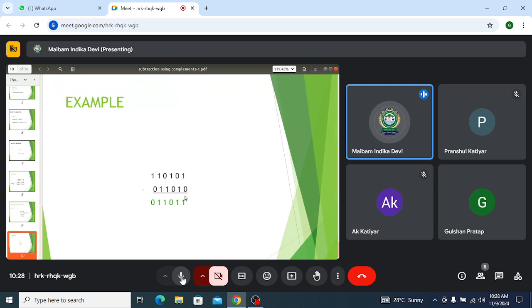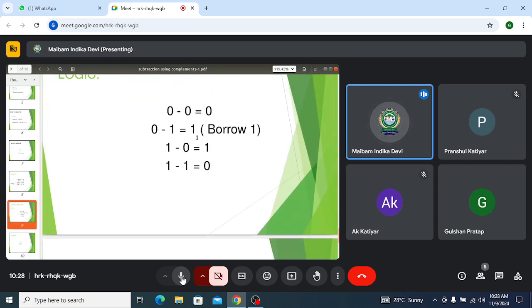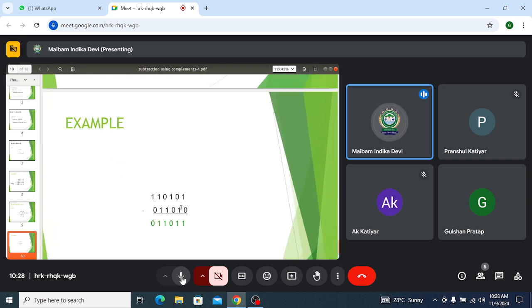Now 1 minus 0 is 1. Okay, now 0 minus 1, what is it? 0 minus 1 is 1 with a borrow. Now you have borrowed, so that borrow will be given back in the next higher bit. Okay, that is this one. So 1 minus 0, normally the result is 1. Again, you will subtract the 1 that you have borrowed. Okay, so 1 minus 1 will be 0. Clear? Is this section clear or not?